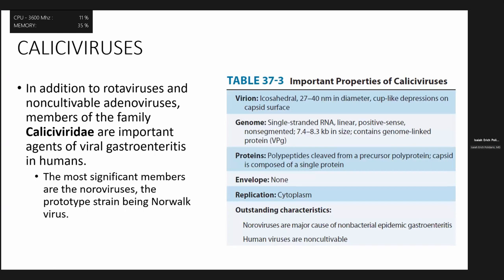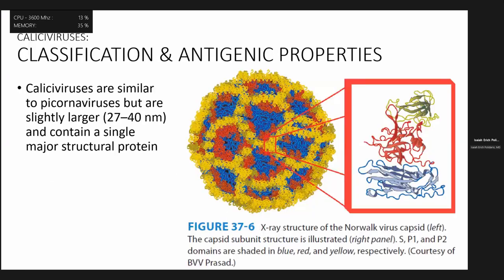For the caliciviruses, in addition to rota and non-cultivable adenoviruses, the members of the Caliciviridae are important agents of viral gastroenteritis in humans. The most significant members are the noroviruses, whose prototype strain is the Norwalk virus. Its outstanding characteristic is that it is a major cause of non-bacterial epidemic gastroenteritis, and human viruses are non-cultivable. They cannot be cultivated. Caliciviruses are similar to picornaviruses but are slightly larger, and contain a single major structural protein. So here is an X-ray structure of the Norwalk virus.